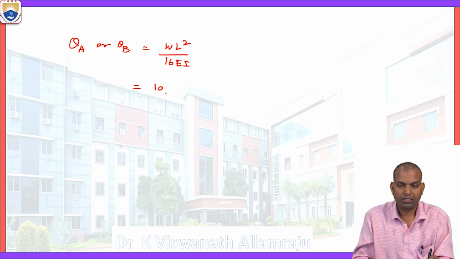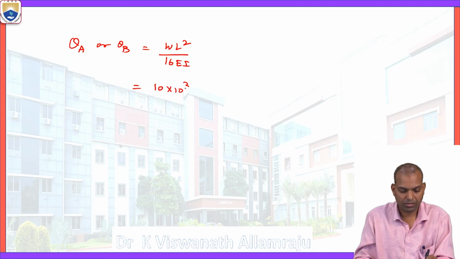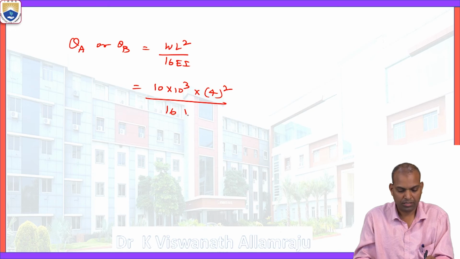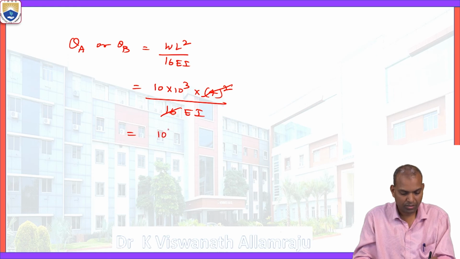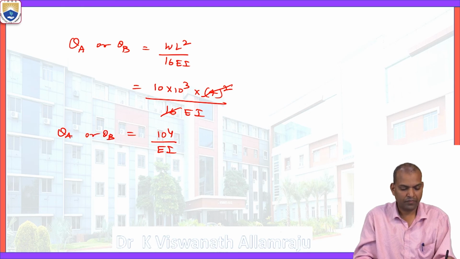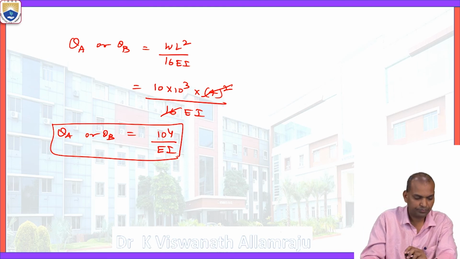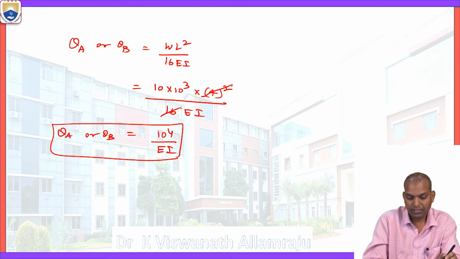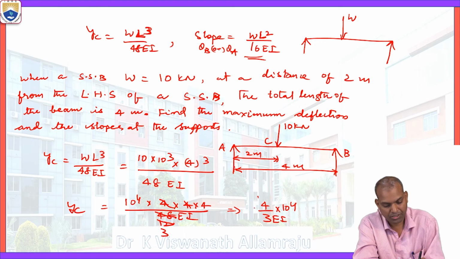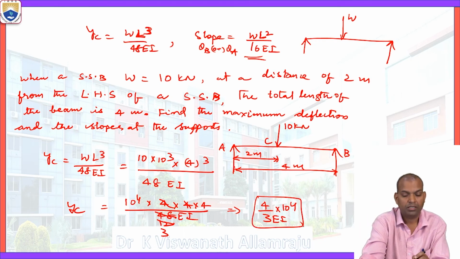What is the W here? 10,000 newtons. What is the L value? 4 square by 16 EI. 4 square and 16 get cancelled. That is 10 power 4 by EI. This is the value of slope. And here, these are the values of deflection. This is the value of the deflection.